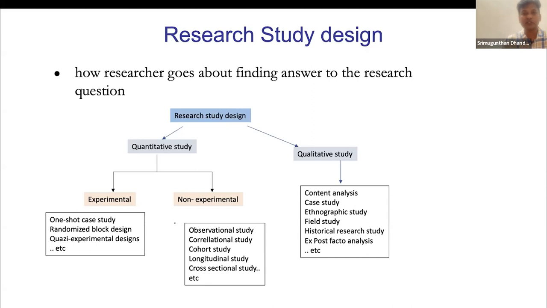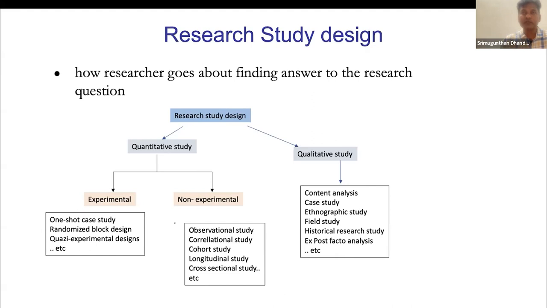But as you know, correlation does not always convert to causation, right? So for some studies, this might work, but for some, you might be getting misleading answers. So in that case, you want to have more rigor when you do a research study. So that's when you go for experimental quantitative studies.